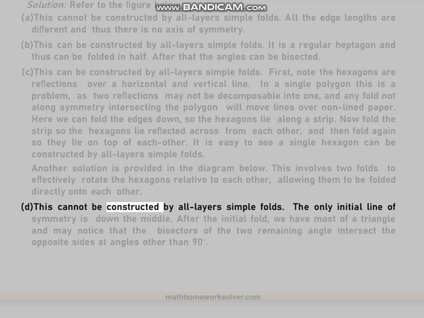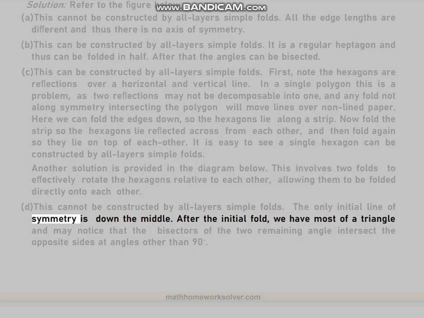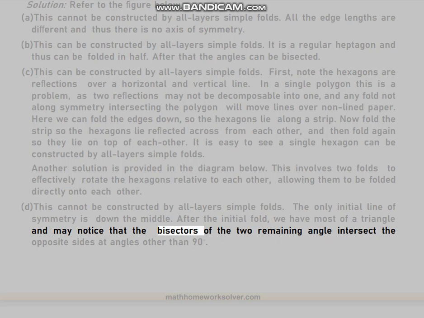D. This cannot be constructed by all layers simple folds. The only initial line of symmetry is down the middle. After the initial fold, we have most of a triangle and may notice that the bisectors of the two remaining angles intersect the opposite sides at angles other than 90.